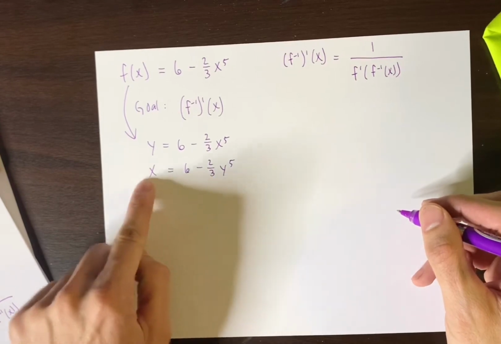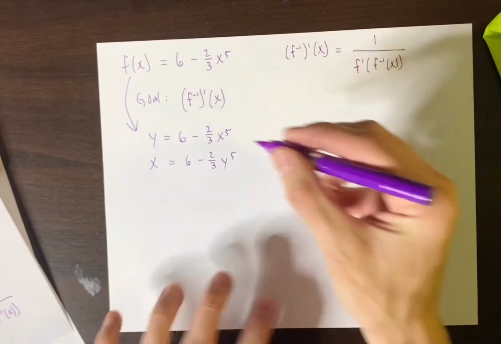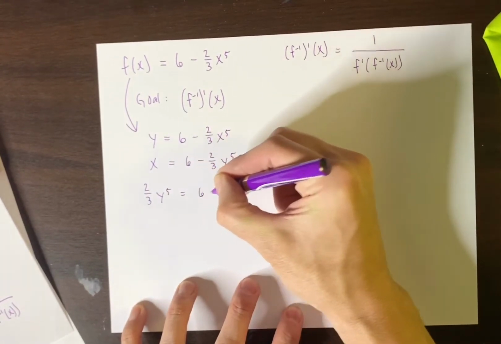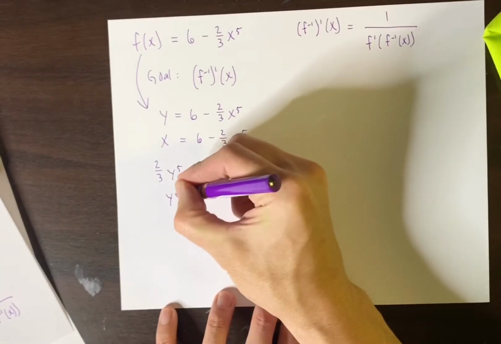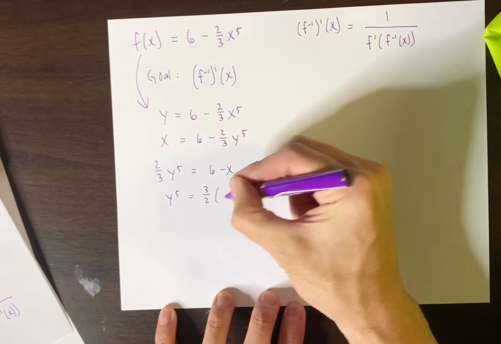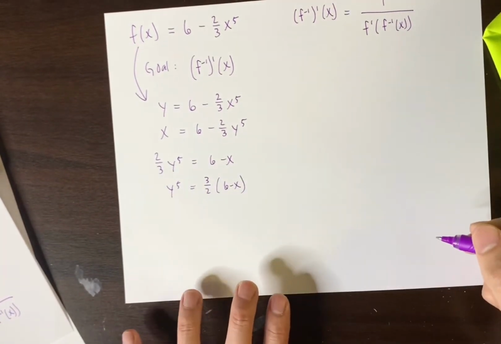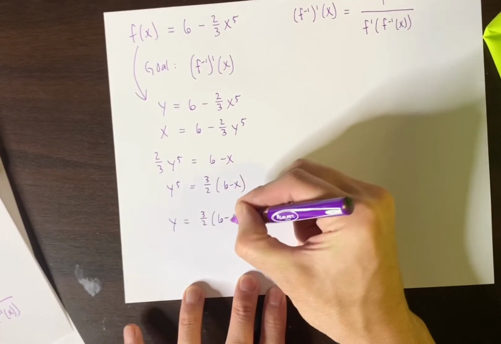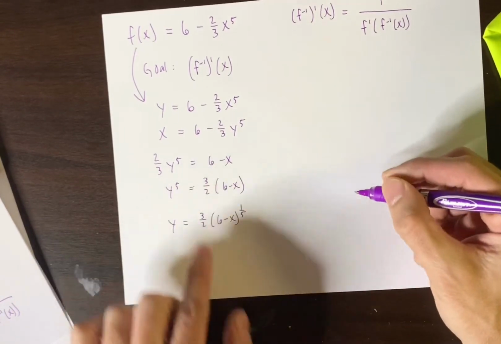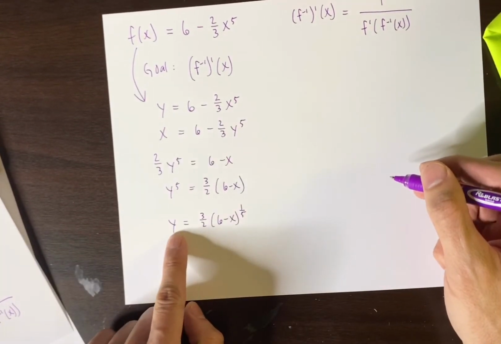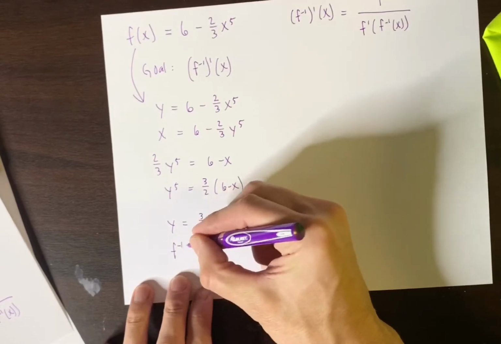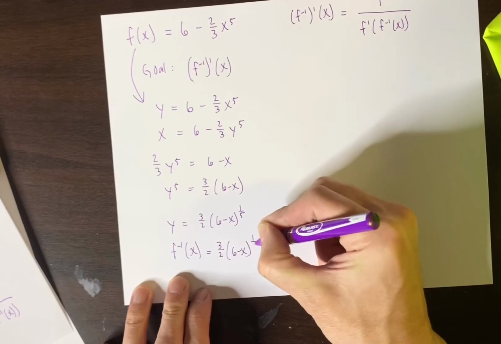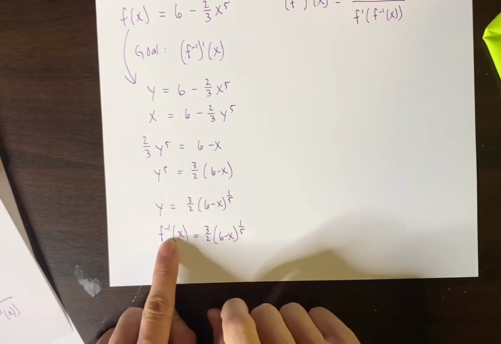Let me add this term to this side and let me subtract x to the other side. So I have 2/3 y to the 5th equals that. I'll multiply both sides by the reciprocal, which is 3/2. And then I will raise both sides to the power of 1/5 to eliminate that undesired power of 5. And now this is actually y, this is the inverse. So this is actually f inverse of x, which equals 3/2 6 minus x to the power of 1/5. So this is the inverse of the original.